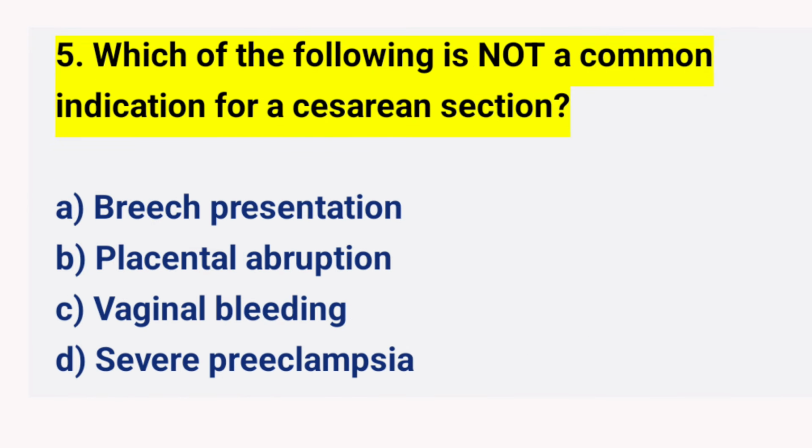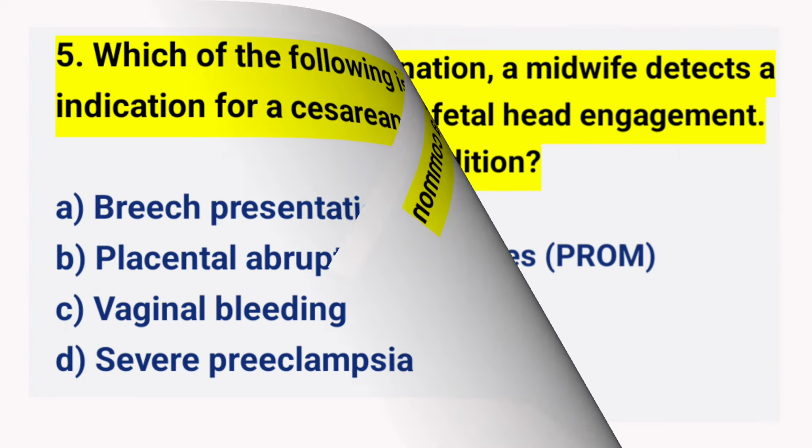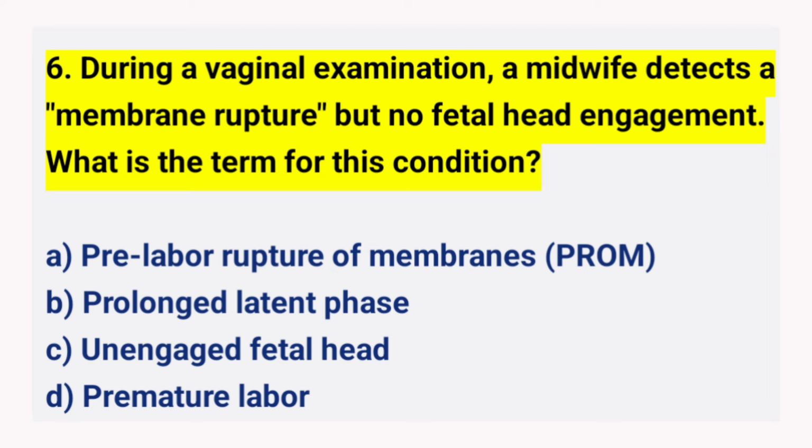Question number 5. Which of the following is not a common indication for a cesarean section? The right answer is option C, vaginal bleeding. Question number 6. During a vaginal examination, a midwife detects a membrane rupture but no fetal head engagement. What is the term for this condition? The right answer is option A, free labor rupture of membranes.